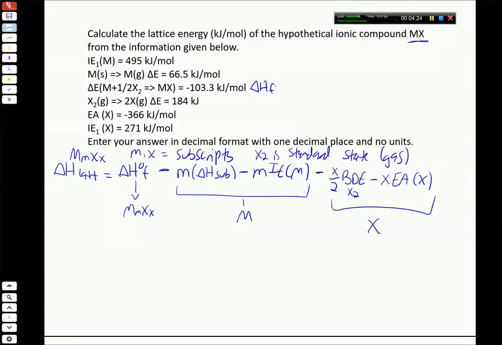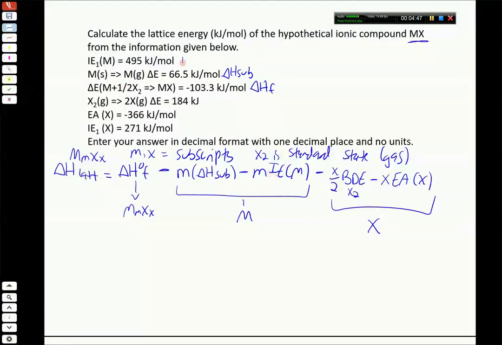But this one's going to be delta H of formation. Elements going to the compound, metal plus X2 going to MX. So that's our delta H of formation term. Sublimation enthalpy is going to be the energy required to go from solid to gas phase for the metal. So this is how we're going to label that. That's going to be M solid to M gas. The next term is ionization energy for the metal.